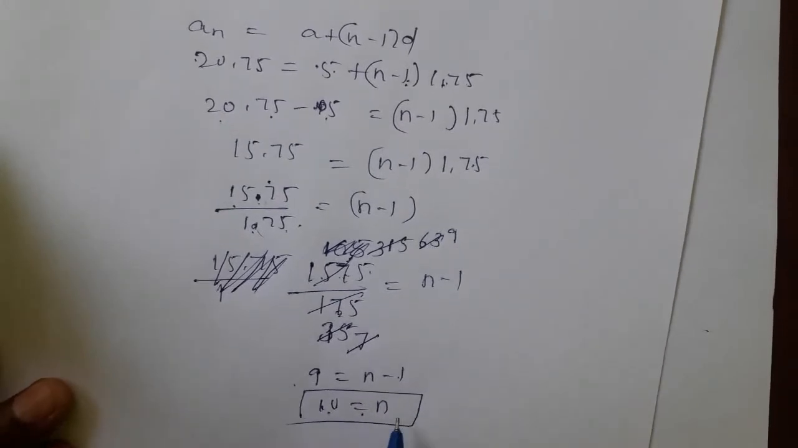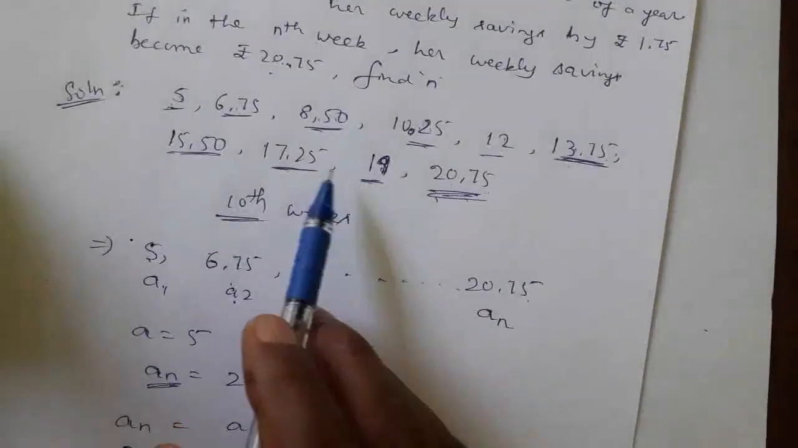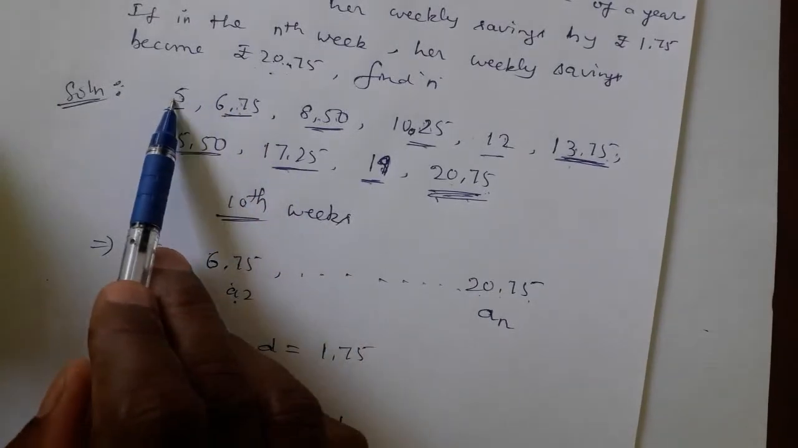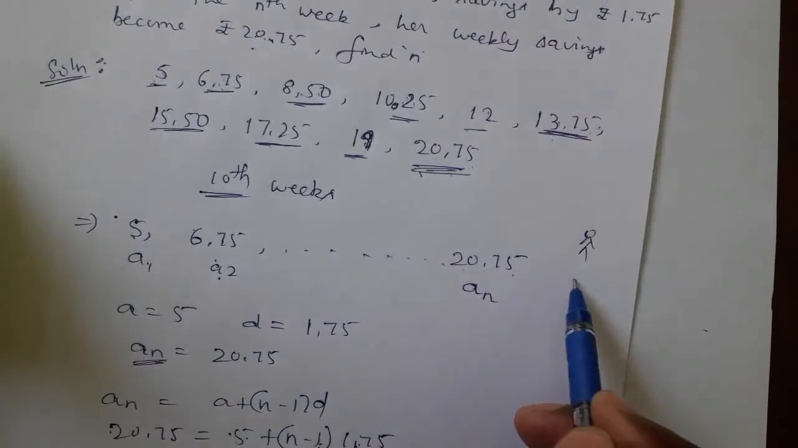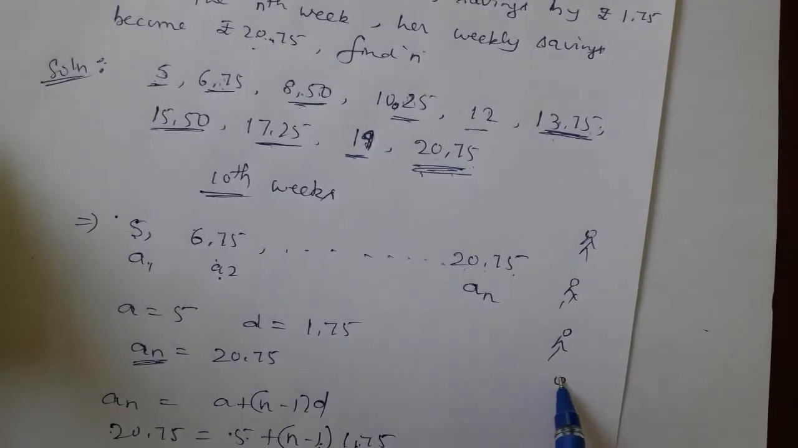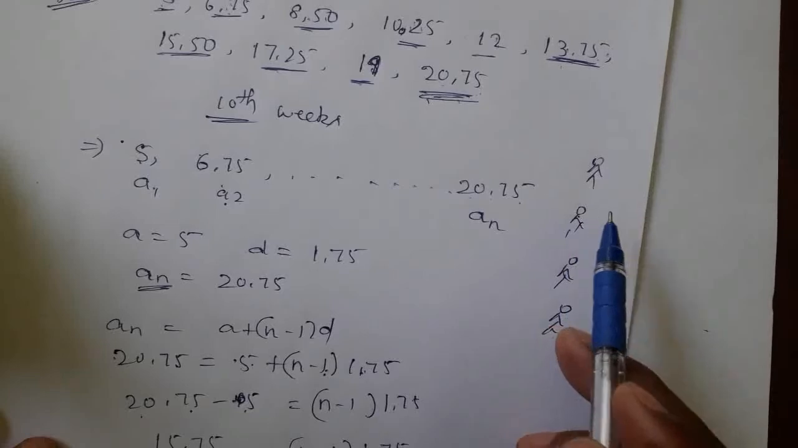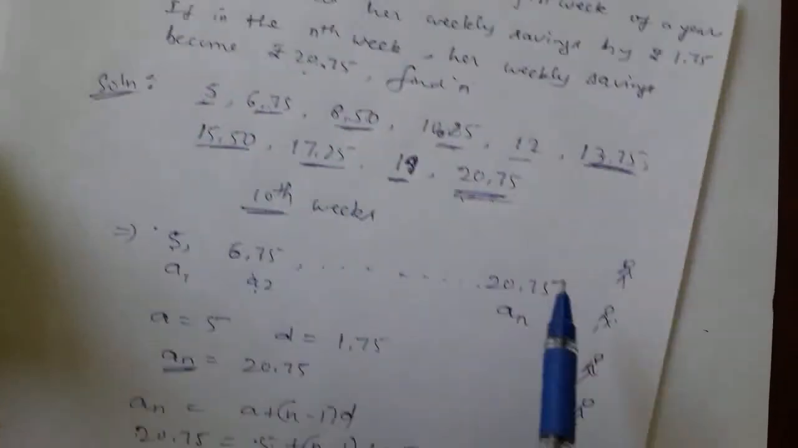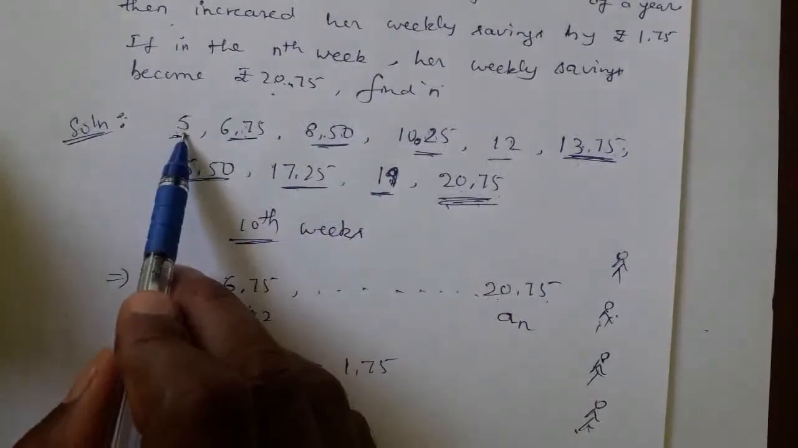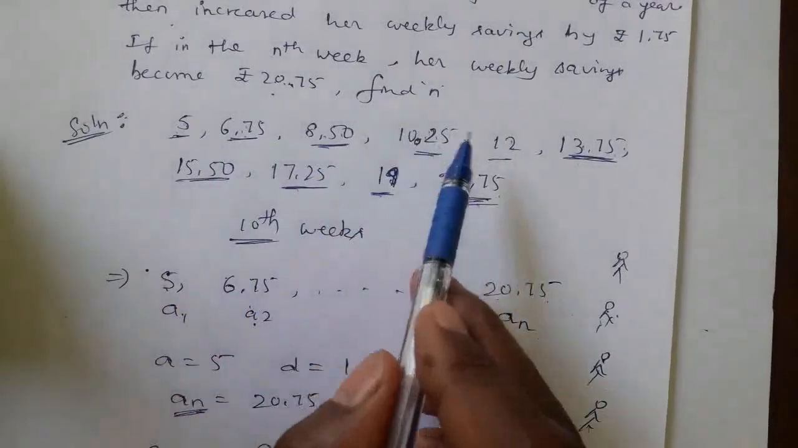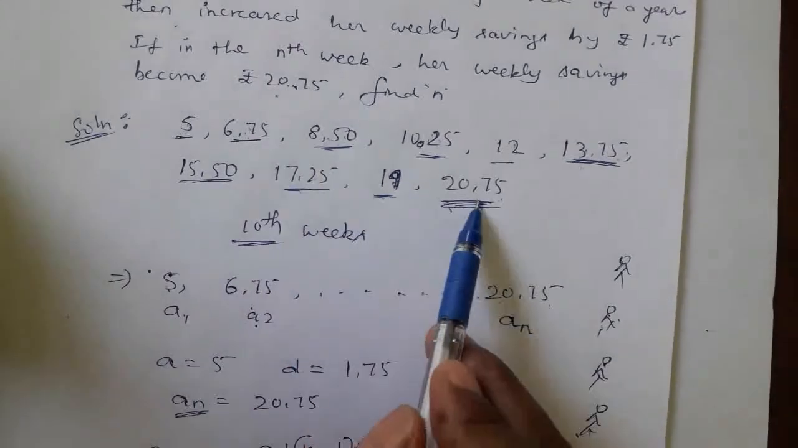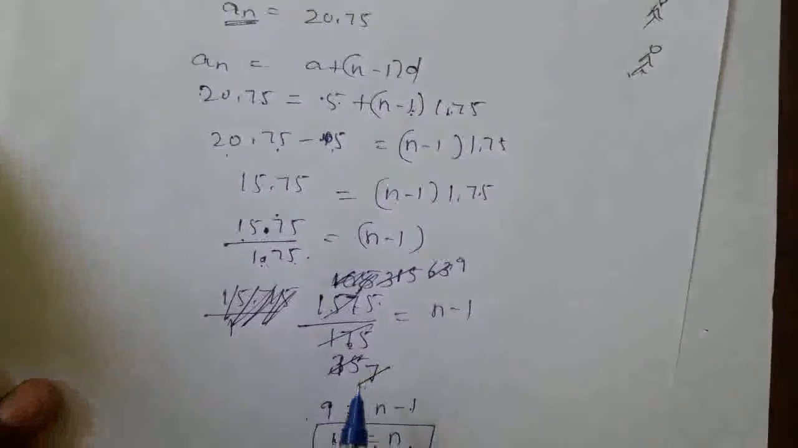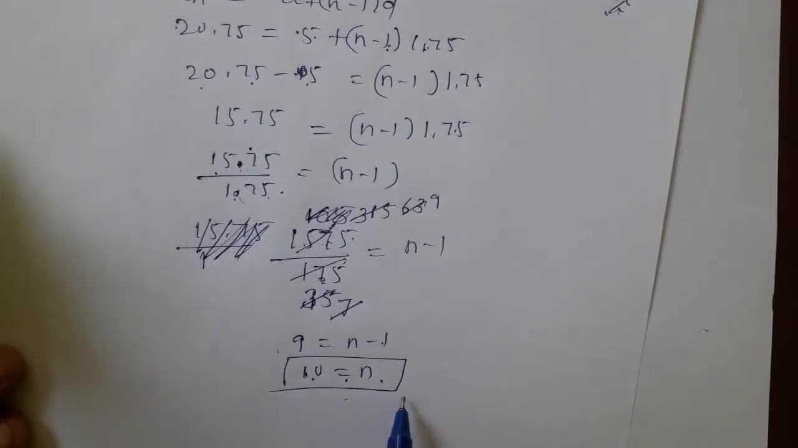So at the 10th week, which is what we got in the practical method also. The first week is also considered. Don't count from the second. If 4 students are standing, we don't skip the first one; we consider him also: first, second, third, fourth. Even in the AP the first is this one: 1, 2, 3, 4, 5, 6, 7, 8, 9, 10. At the 10th week she reaches savings of 20.75. Even in the theoretical method we got the same.